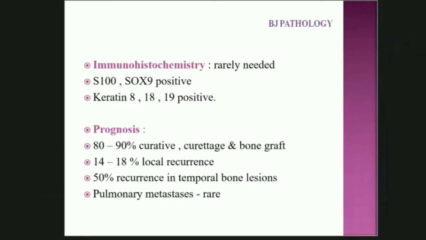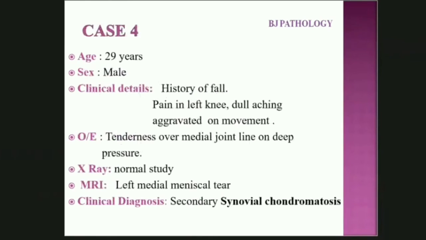So this was a 29-year-old male patient who had a history of fall, after which he developed pain, which was dull aching, aggravated on movement. On examination, there was tenderness over the joint line. Important is the MRI finding. X-ray was normal, and MRI showed a meniscal tear.